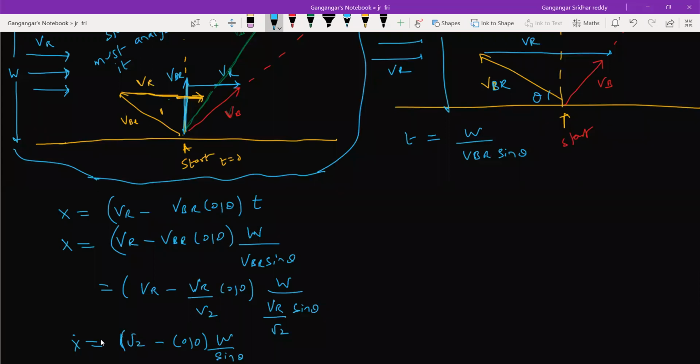So what to do here now? I differentiate with respect to theta. The value of theta will determine what should be the minimum drift here. For some specific value of theta, the drift can be minimum. So differentiating this, dx by d theta.